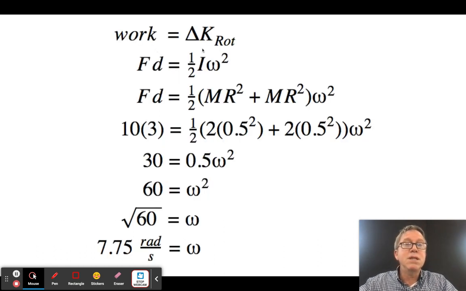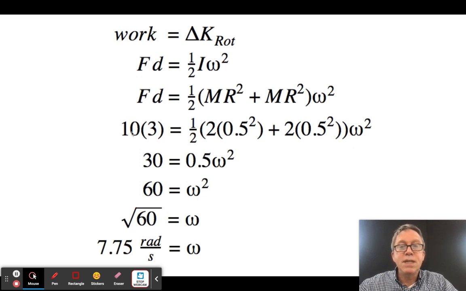I'm going to say, well, the work done is going to equal the change in the rotational kinetic energy, and it started off at 0. So therefore, force times distance is going to equal 1/2 I omega squared. Now, in this case, the system has a total rotational inertia of mr squared plus mr squared. I have two objects that are a distance r away. So now I can just substitute in these values.